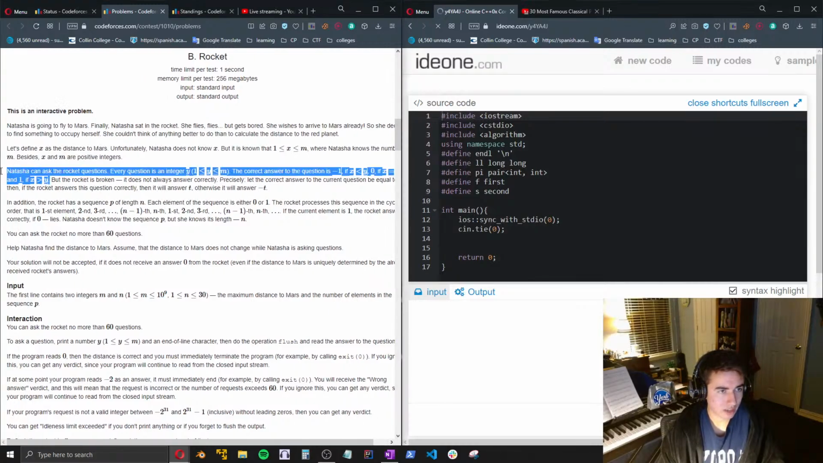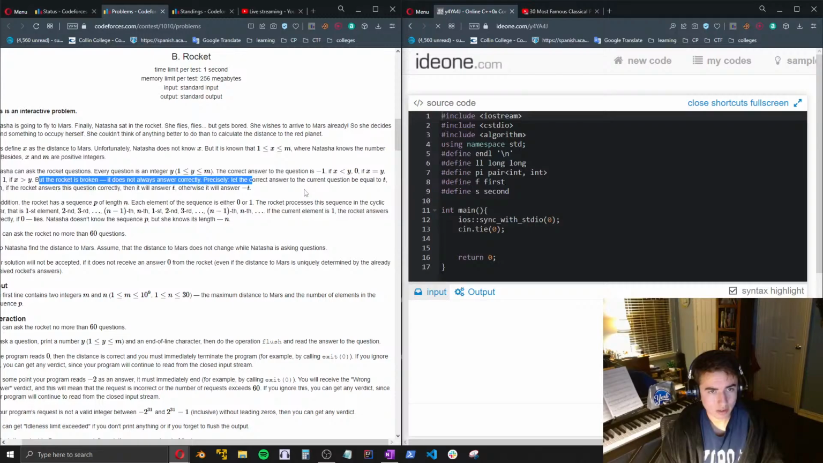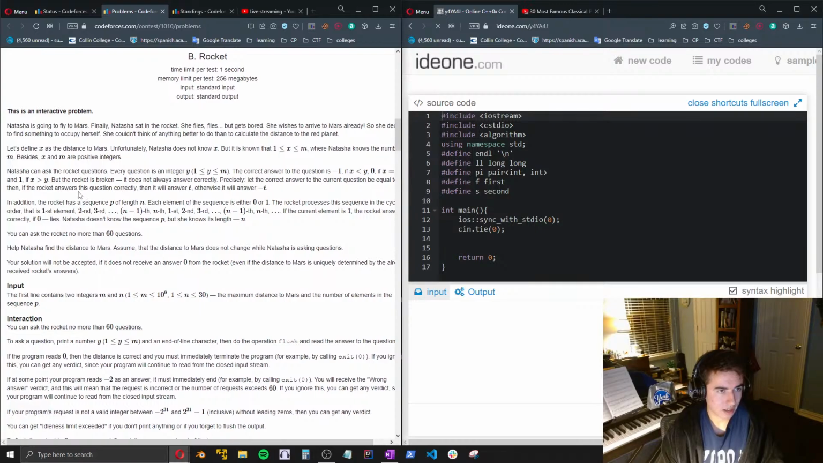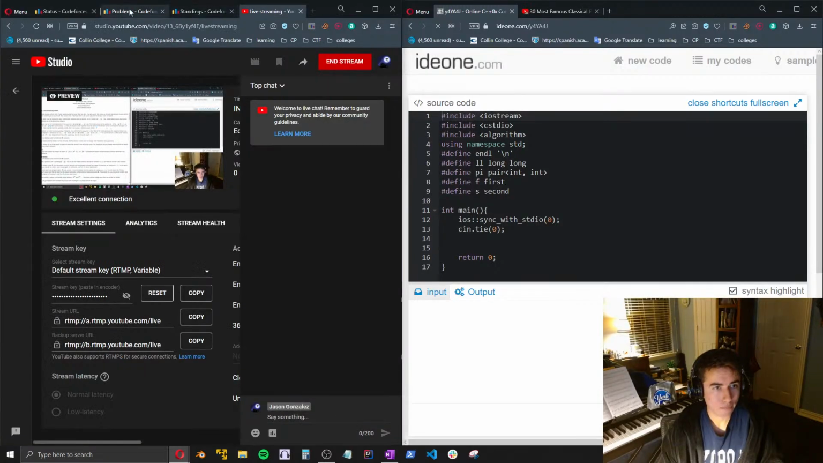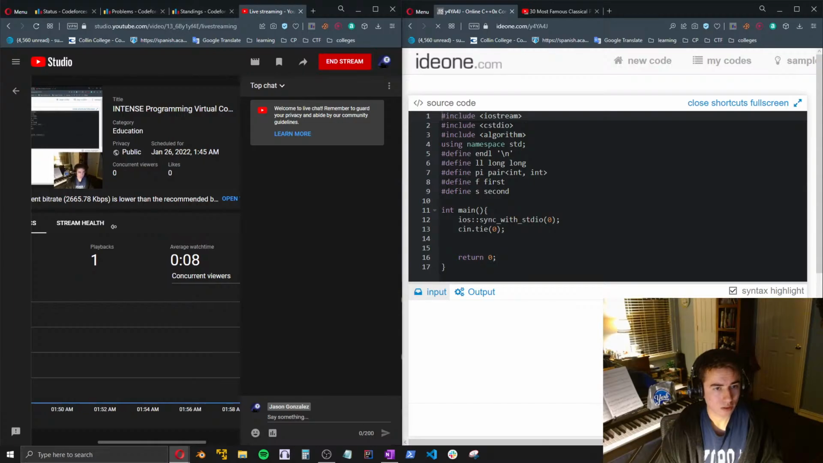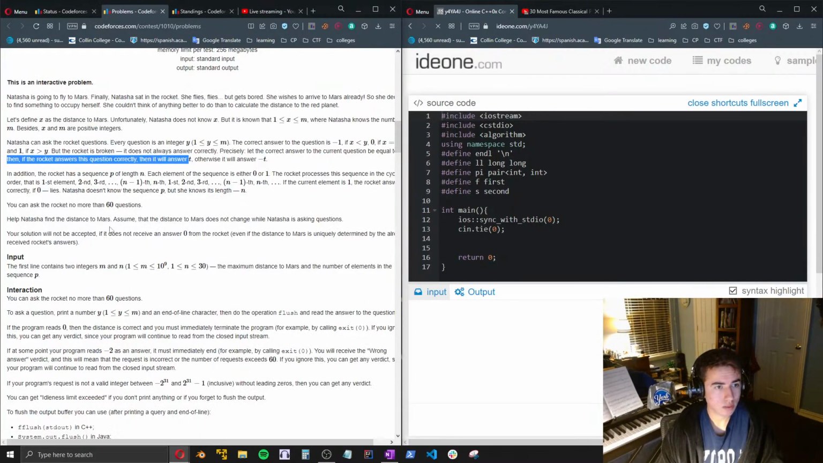So at first it looks like it's just a binary search. However, the rocket is broken. Precisely, let the correct answer to the current question be T. If the rocket answers this question correctly, it will answer T. Otherwise, it will answer -T. In addition, the rocket has a sequence of length n. Each element is 0 or 1.